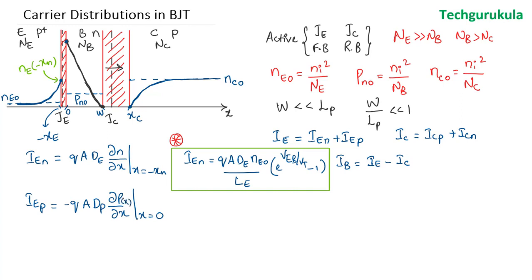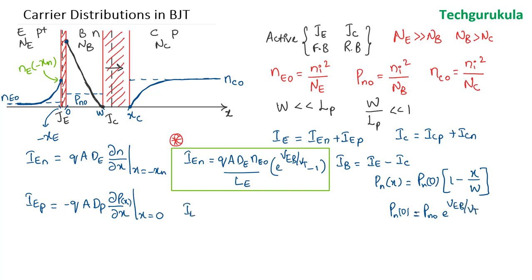We need to find what is P of x. Looking at this carrier concentration distribution, we can say that Pn of x is equal to Pn of 0, let's say we know the carrier concentration at x equal to 0 at this point, times 1 minus x over W. So if you look at this, at x equal to 0, we have Pn of 0, and at x equal to W, it becomes 0. So it's a linear distribution we are taking here. And of course, we have Pn of 0 equal to Pn naught times e^(VEB/VT).